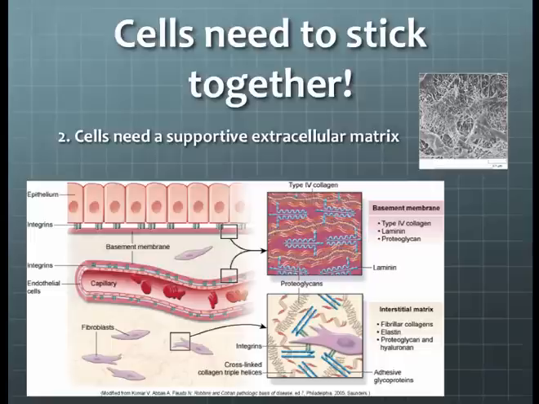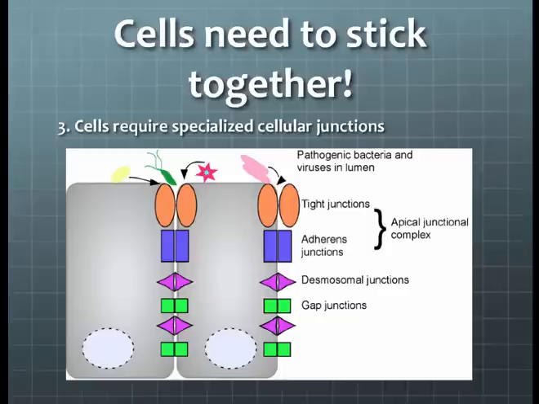So this picture up in the corner is connective tissue, and again, it's called connective tissue because it essentially connects cells to make tissues and organs. So that's exactly what connective tissue does, right? All right. So that's the extracellular matrix.